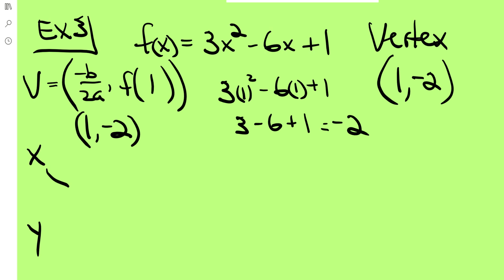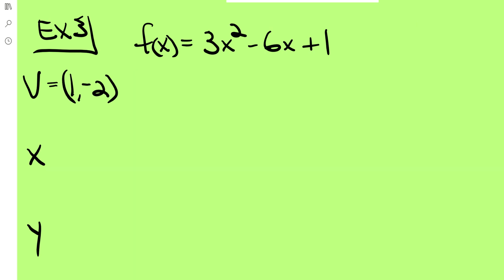Okay. Next, we'll find the x-intercepts. Now to find the x-intercepts, we have to let y equal 0. So that means it's just going to be 0 there. And how about I just change this to be 0.